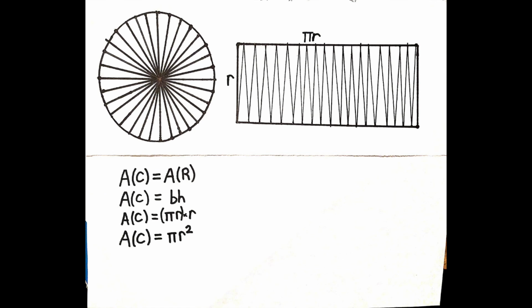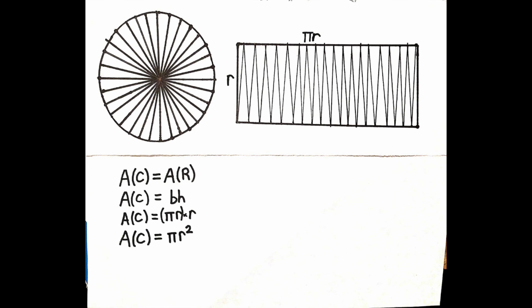The rectangle's base is half of the circumference of the circle, because the base consists of the widths of half of the pieces. The circumference of a circle is pi times the diameter. So 1/2 of the circumference of the circle is pi times the radius. This means that our rectangle has height r and base pi times r.